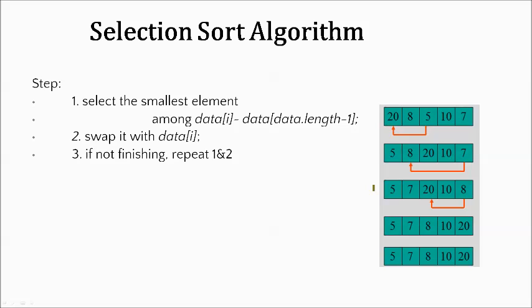Next, what is the next smallest value? 10. Okay, since it's in the correct place, it will stay. Next, what is the next smallest value? 20 is the last value. So upon checking the last set of data, 5, 7, 8, 10, and 20, this is sorted already, so that's the end of the selection sort algorithm for this set.